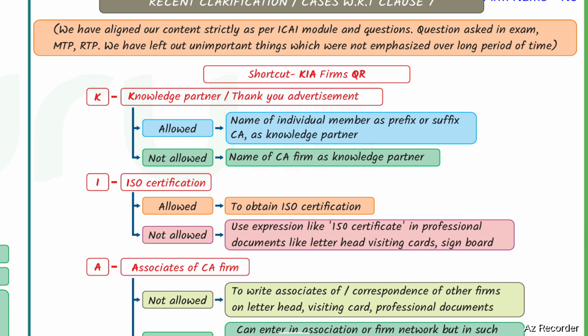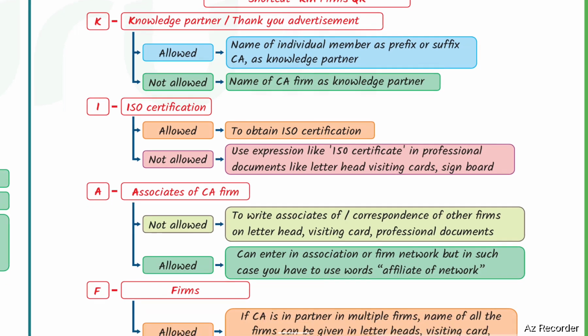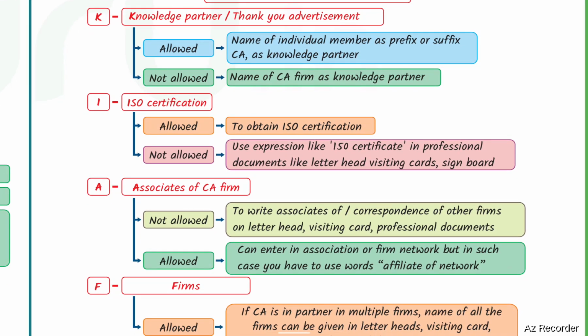Not allowed: ISO certification. To obtain ISO certification is allowed, but not allowed is using expression like ISO certificate in professional documents like letterhead, visiting cards, signboard. Not allowed: associates of CA firm. Not allowed to write associates of or correspondence of other firms on letterhead, visiting cards, professional documents.